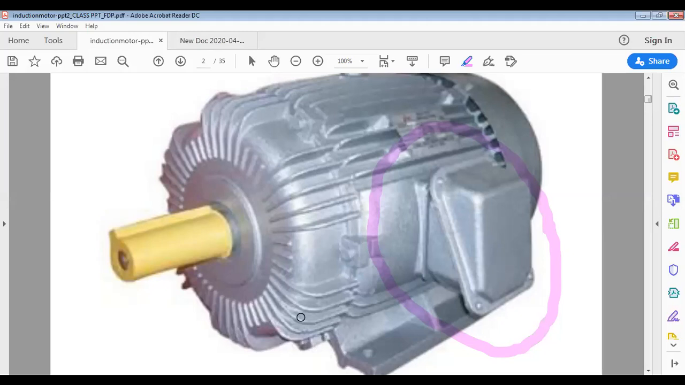Who can tell? Yes, what is wound on the shaft? Rotor core. Okay, the rotor core is wound on the shaft. Then the rotor core is slotted. In the slots, what is there? Yes, what is there in the rotor slots? Windings. Okay, then there is an air gap between stator and rotor. Then the stator here is also slotted on its inner periphery, and in the stator, windings are there.